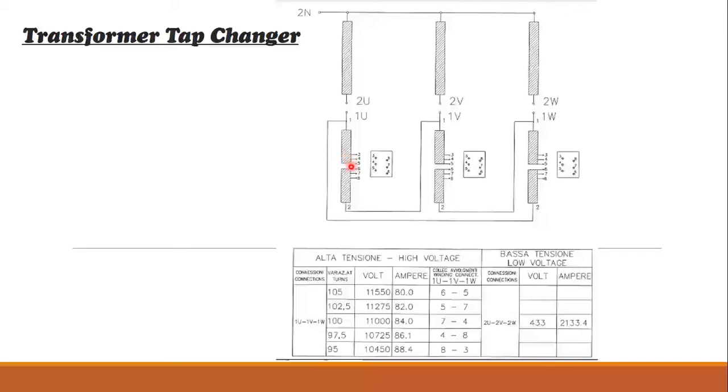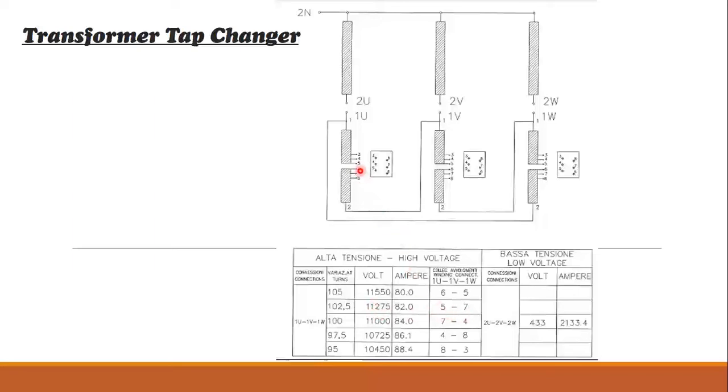5-6 means that the current will flow through the complete winding. It will start from here, go to 5 and then go to 6 and continue. So all the windings are subject to the flow of current. It will give the maximum output because the current is passing through the complete winding. If we reduce the number of turns in the winding, the voltage will decrease.